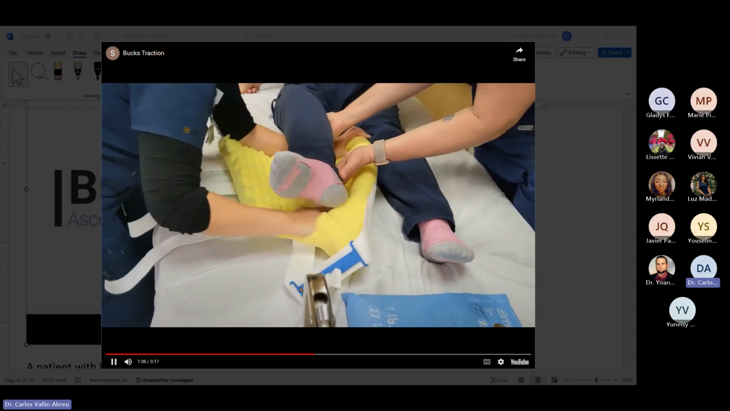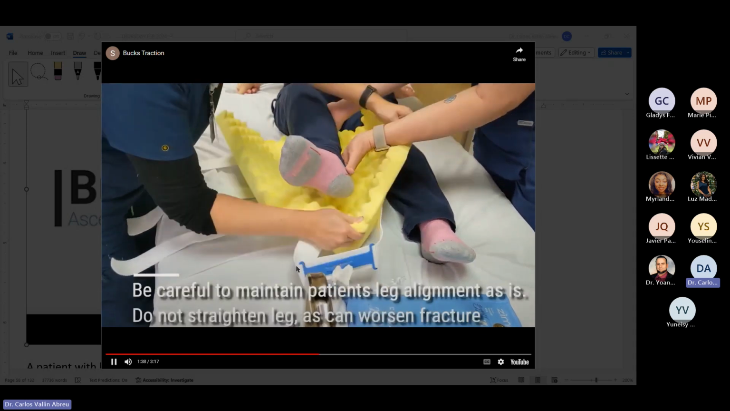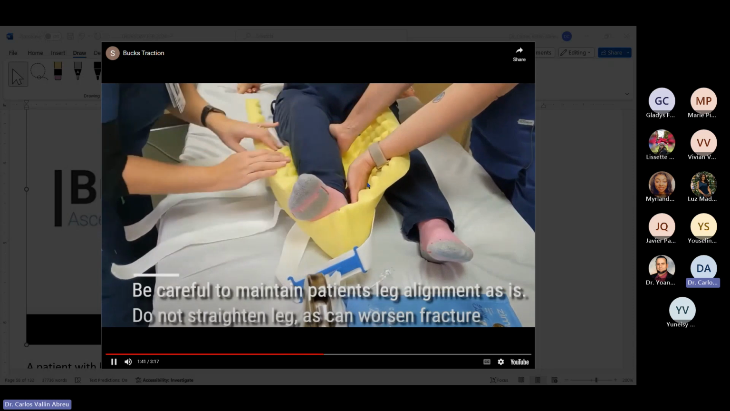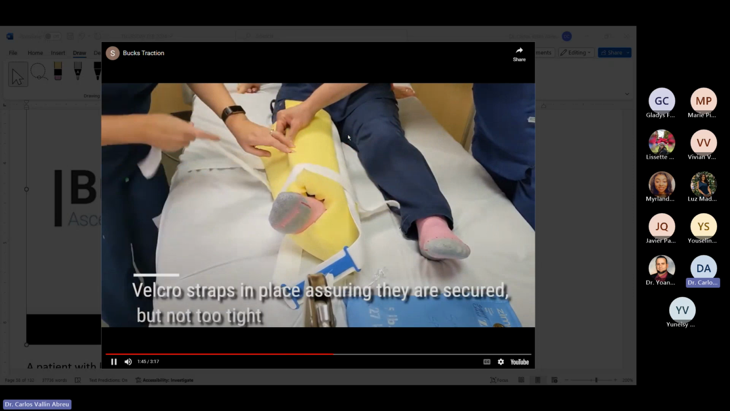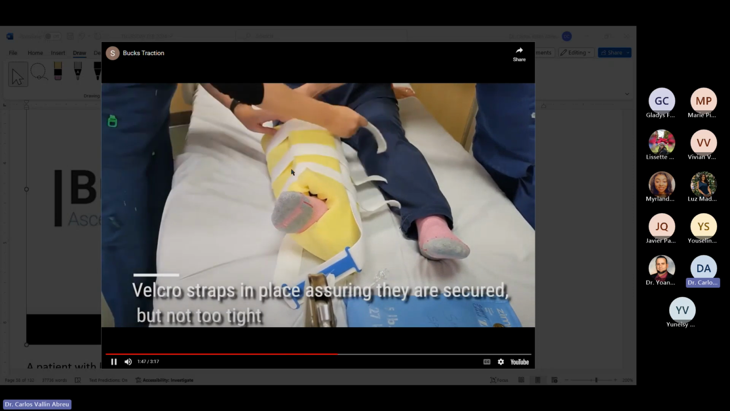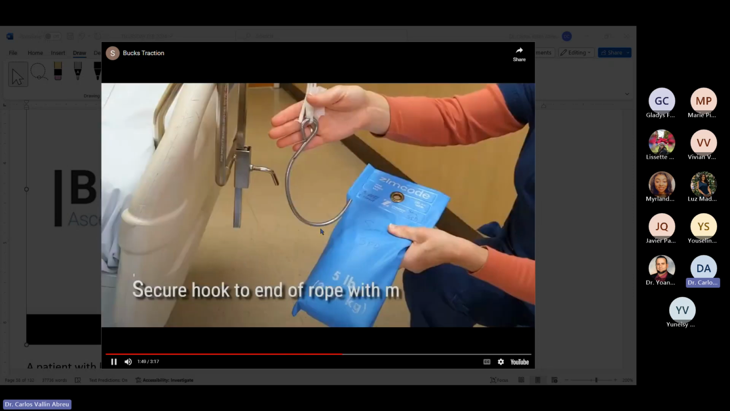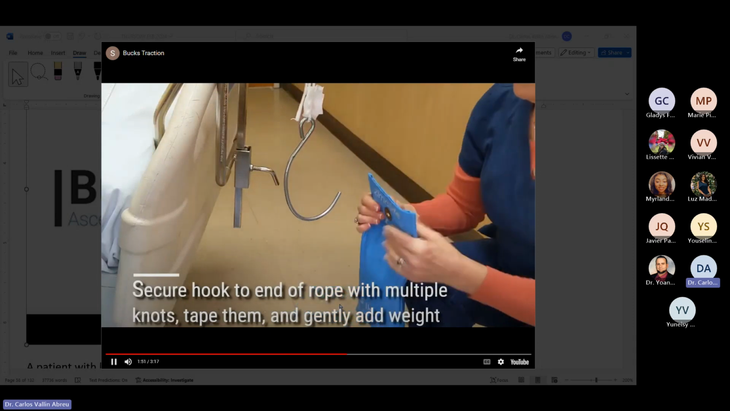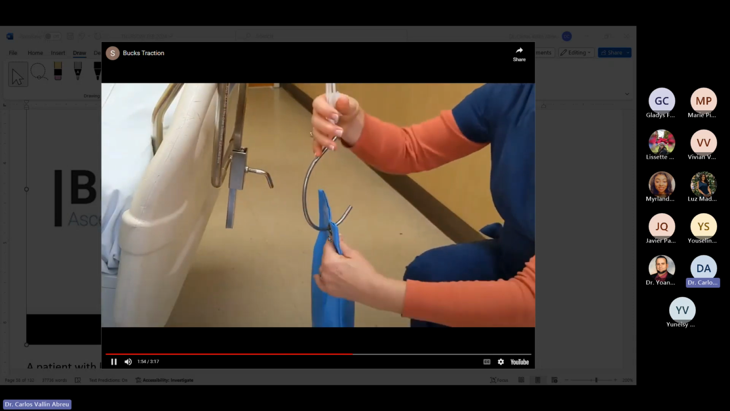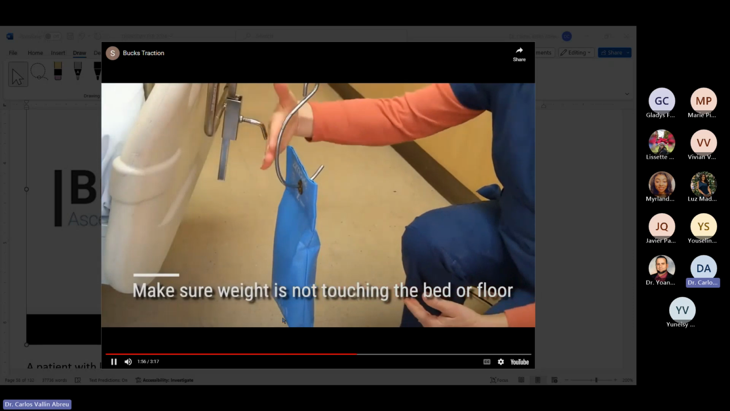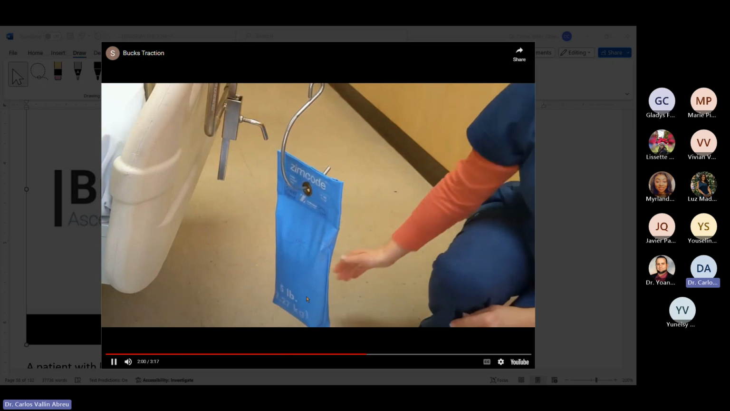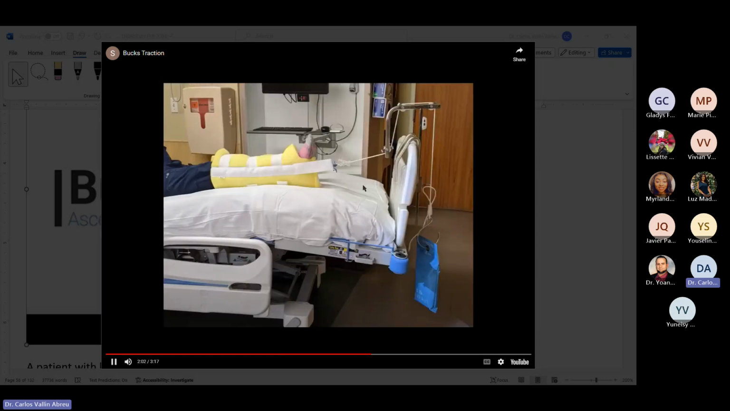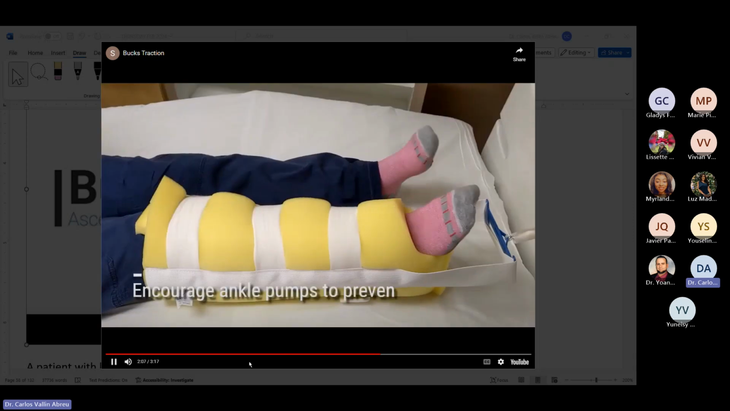So this is how they put the fractured leg inside the cushioned boot. Notice that it's not tight. There is no need of keeping that tight. This is the weight, 5 pounds. That should be freely hanging at all times. It should never rest on the floor or on the bed or in a chair. Never.